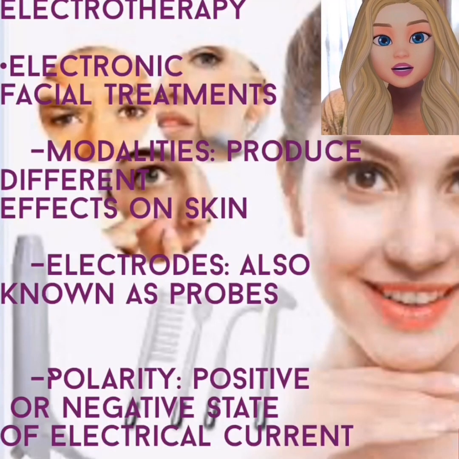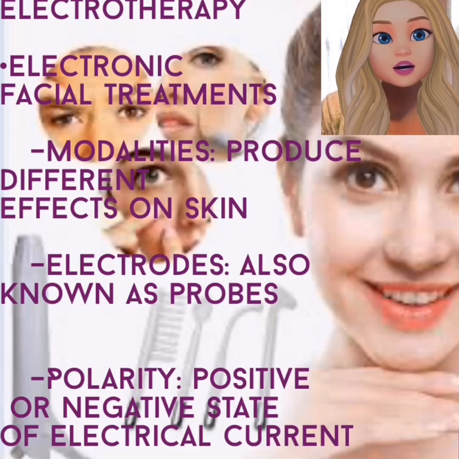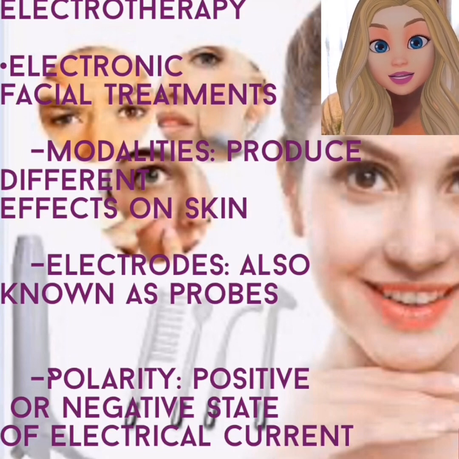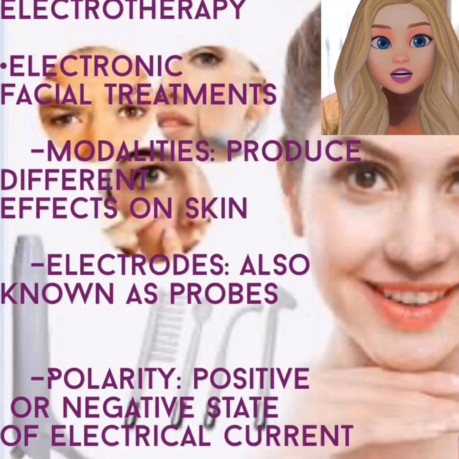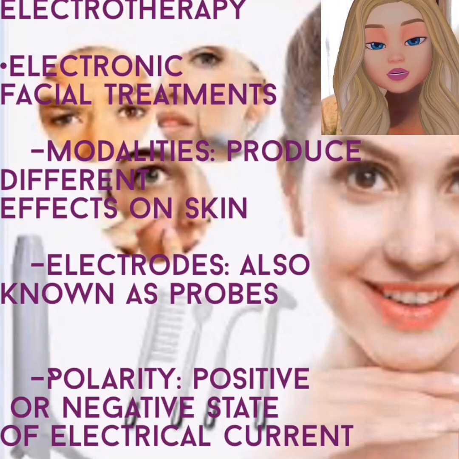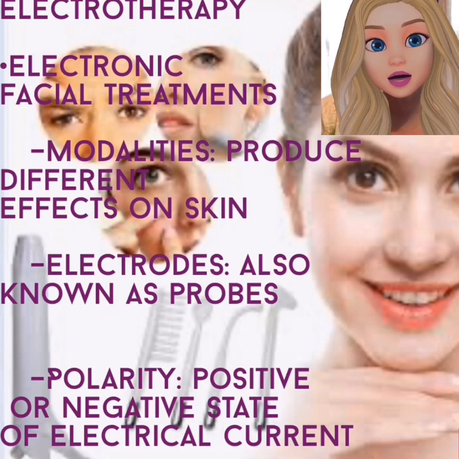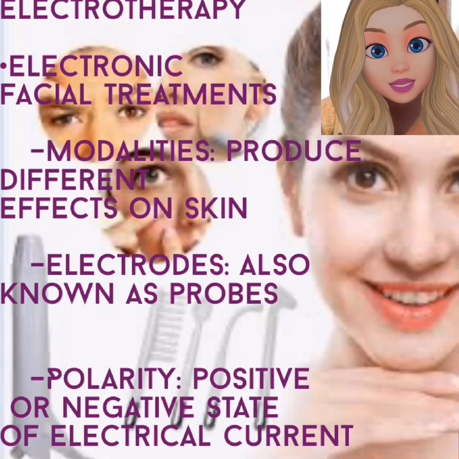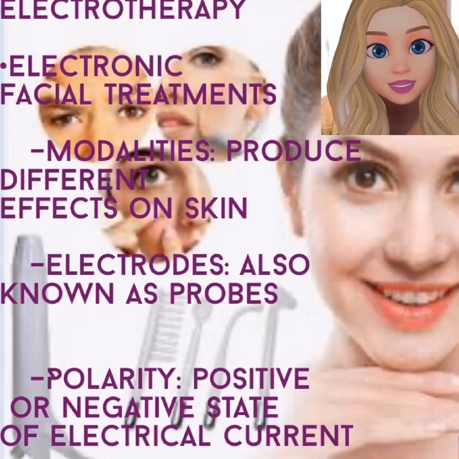The use of electrical currents to treat the skin is commonly referred to as electrotherapy. The currents used in electrical facial and scalp treatments are called modalities. An electrode, also known as a probe, is an apparatus that conducts the electric current from the machine to the client's skin. It is usually made of carbon, glass, or metal. Each modality requires two electrodes, one negative and one positive, except for the Tesla high frequency.